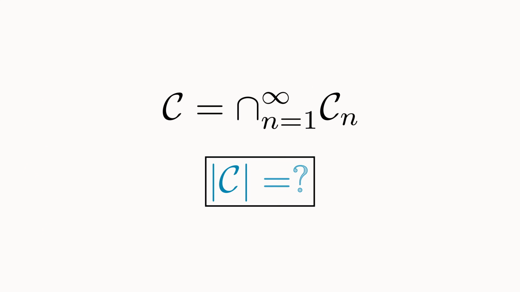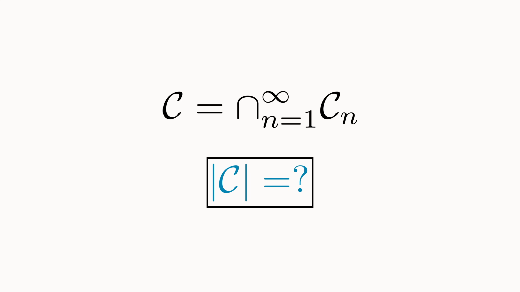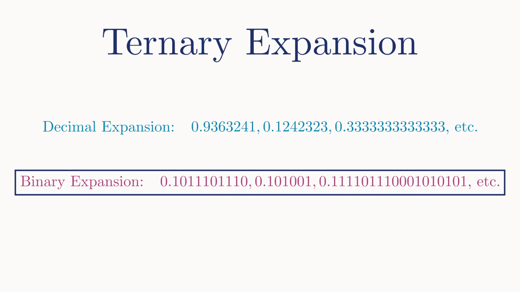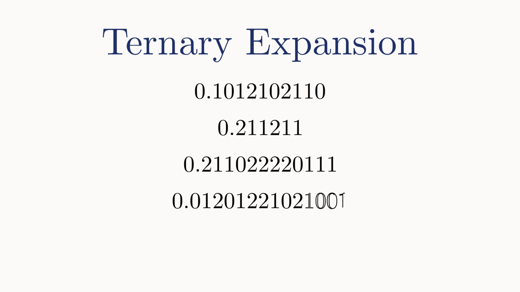But just how large is the Cantor set? How many points really don't get removed? There's a very nice way to calculate this by considering what's called the ternary expansion, or expansion in base 3. The other expansions you're probably already familiar with are the decimal expansion and the binary expansion, which involve representing numbers in base 10 or base 2. The ternary expansion is very similar to binary, but instead of just using the digits 0 and 1, we use 0, 1, and 2. So the ternary expansion of various numbers will all have this form.